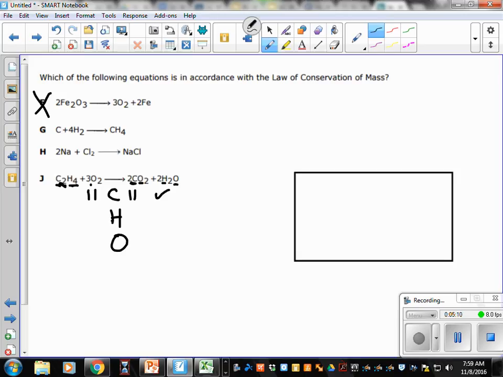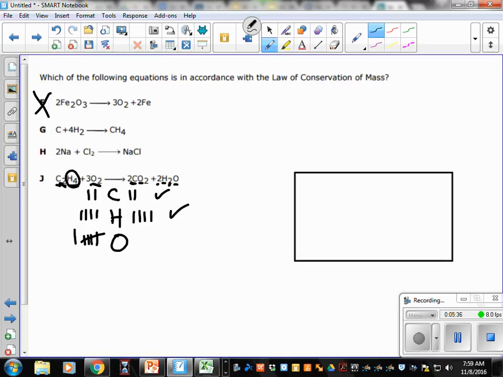Now let me check hydrogen. Here's 4 right here. Over here, 2 times that 2 is 4. So my hydrogens are balanced. Now if my oxygens are balanced, then the whole thing is balanced. 3O2 means there's 3 of these. So 3 times 2 is 6.